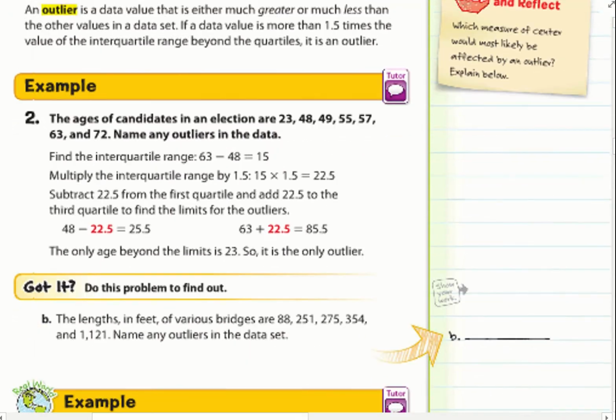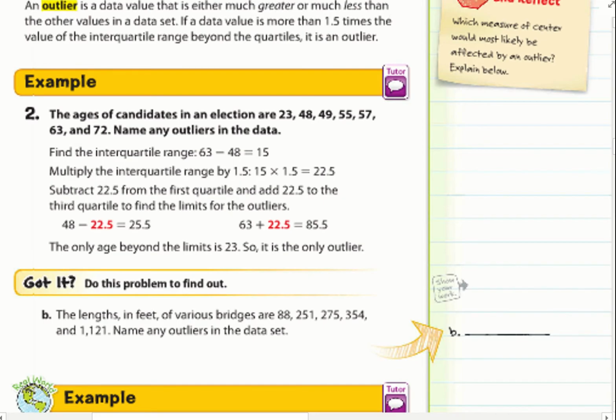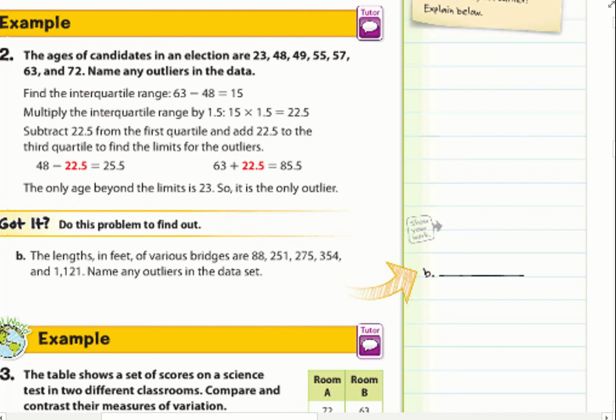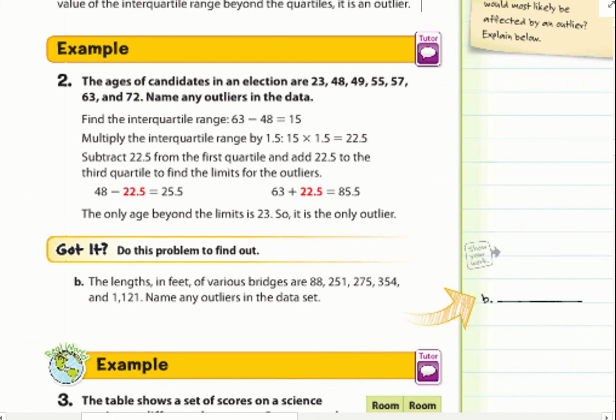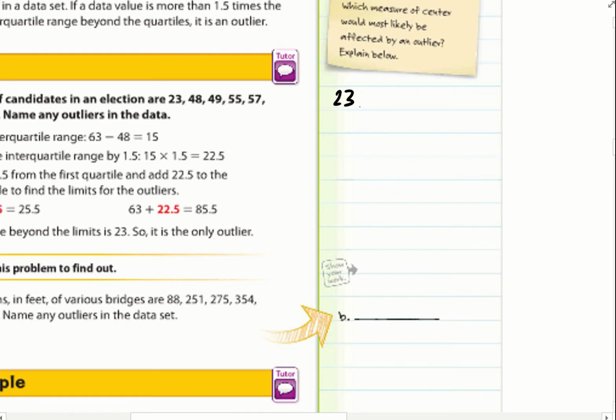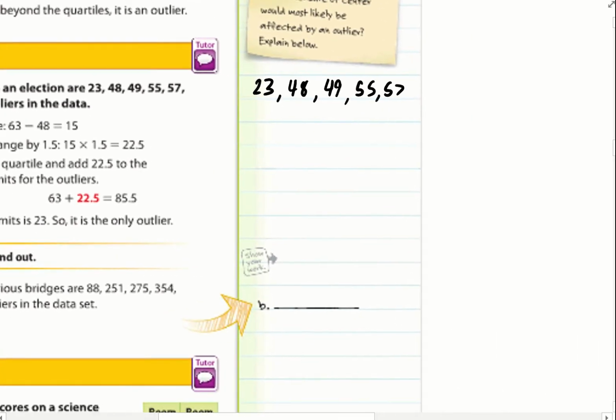So if we look at example 2, it says the ages of candidates in the election are 23, 48, 49, 55, 57, 63, and 72. Name any outliers in the data. The good news for us is that it's already in least to greatest. So we have the ages of 23, 48, 49, 55, 57, 63, and 72.